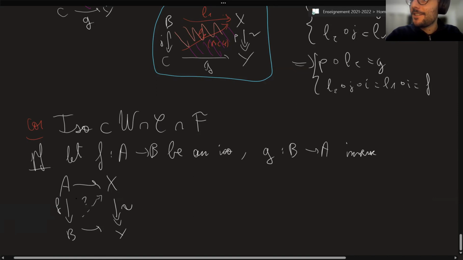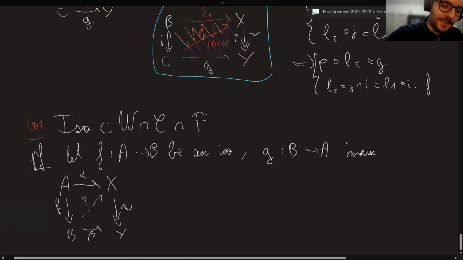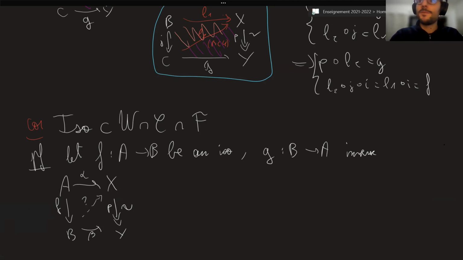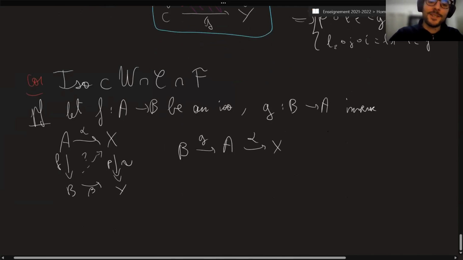Bon, any guesses? Let's say this is alpha, beta, and P. I want to define a map from B to X. I don't have much choice, just given this data. To go from B to X, well, I can use my inverse to go to A. And then I can use my map alpha. Fair enough.